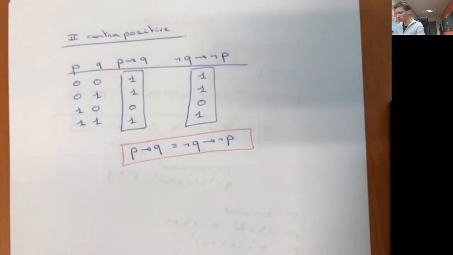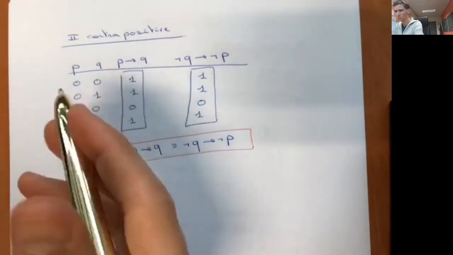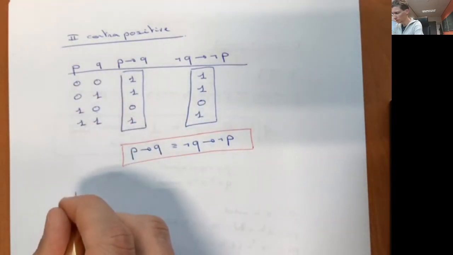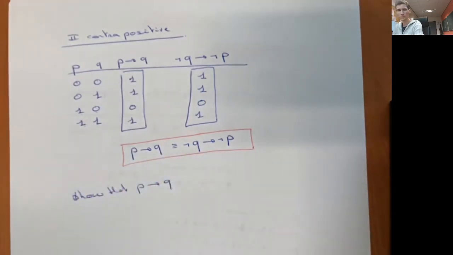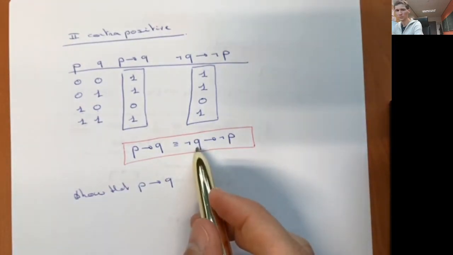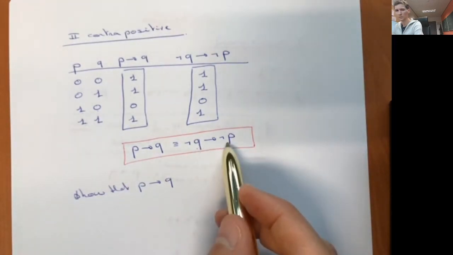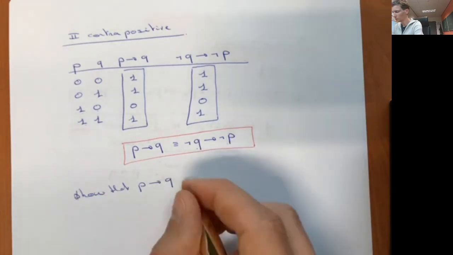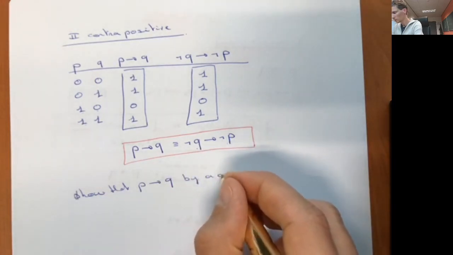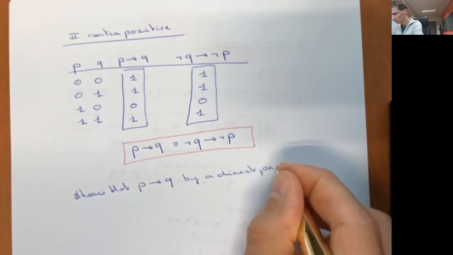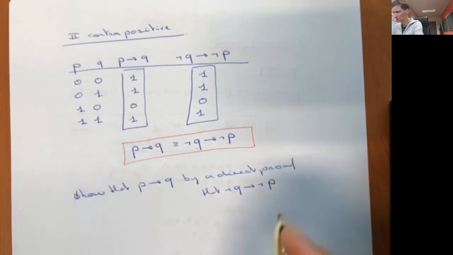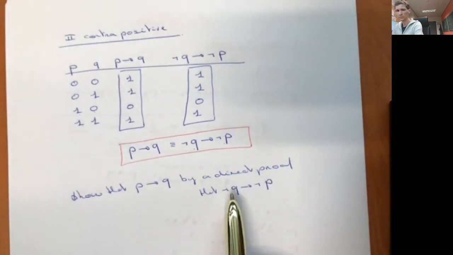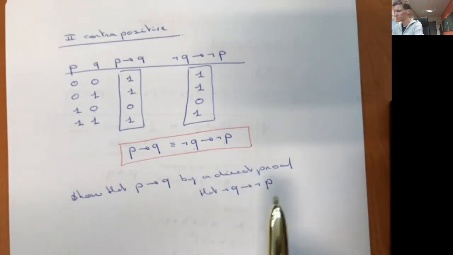Okay, so what's the idea of a proof by contrapositive? We can show that P implies Q. How can we do this? Well, basically we have to show that negative Q implies negative P. So we show that P implies Q by a direct proof that negative Q implies negative P. Right, so we start with negative Q, we get a number of intermediate formulas, and finally we hope to end up with negative P.